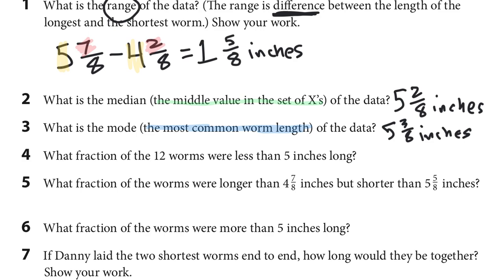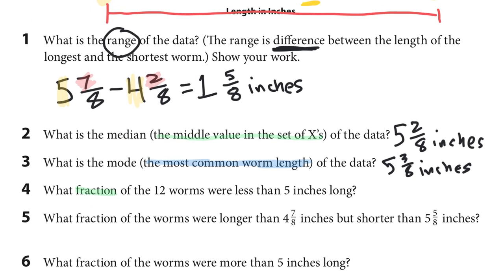Next it says, what fraction of the 12 worms were less than 5 inches long? Now let's start with just figuring out how many worms were less than 5. Notice it does not say 5 inches or less. It says what fraction of the 12 worms were less than 5 inches. So let's find 5 inches.